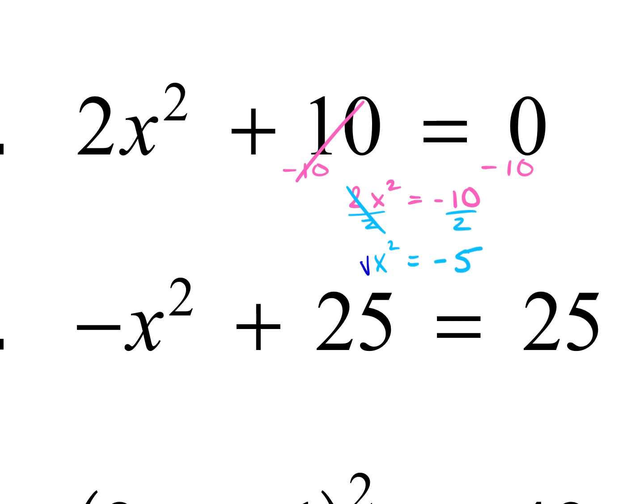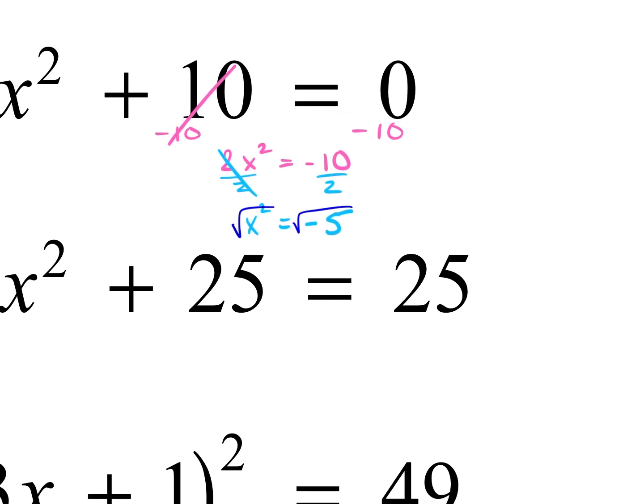Then what do we do? Square root. Can I take the square root of negative 5? No. What would our answer here be? If I had x squared, can I square a number and it end up being a negative number? No, so what do you think our answer is? Positive negative 5? Not possible or no solution.